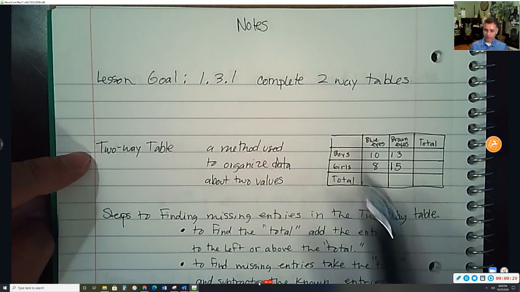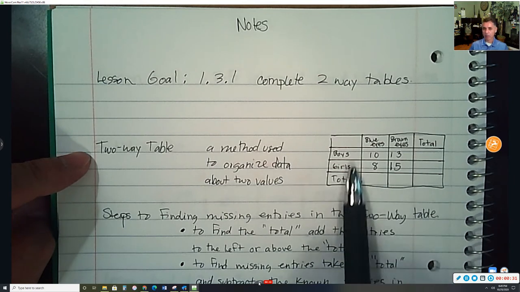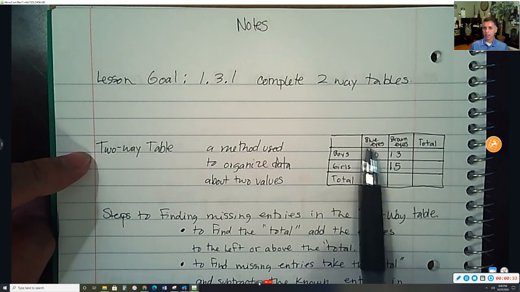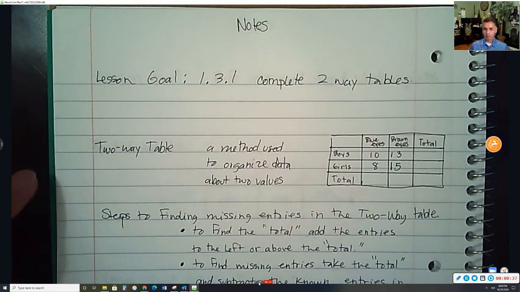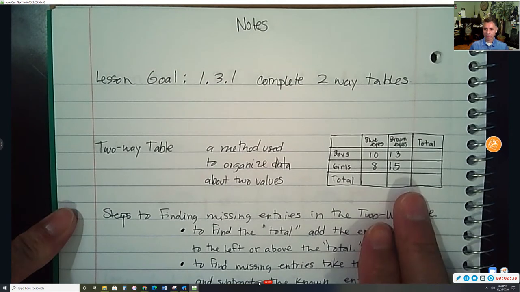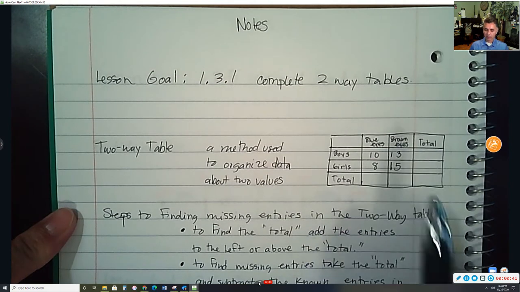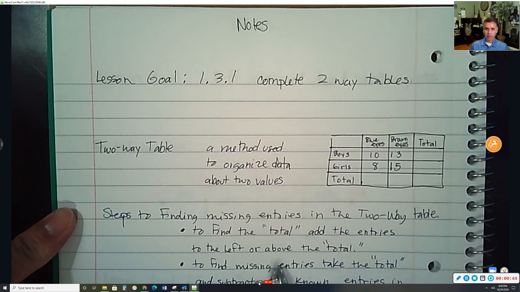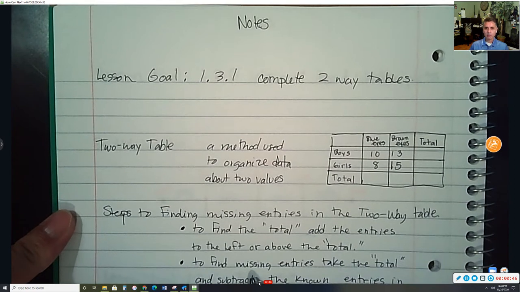For example, here's some information about boys and girls and what color eyes they have, and it's organized in this table. Now I do have some blank entries here, and I'm going to show you guys how to find these. Pause this if you need to write that down, because I'm going to lower it a bit.